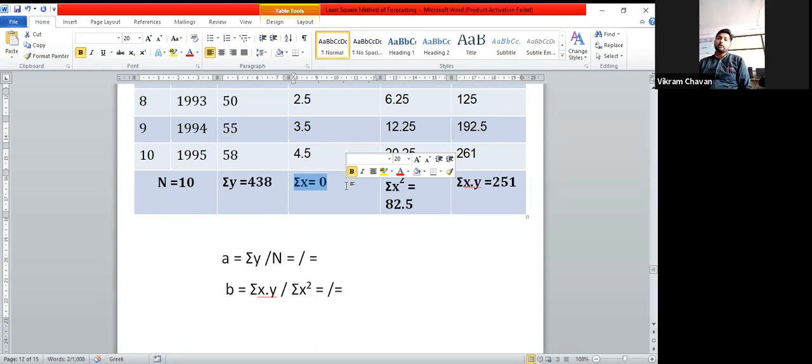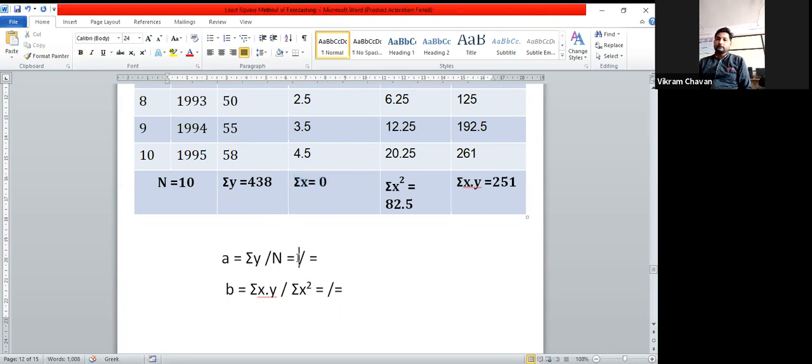And the second normal equation is summation of x multiplied by y is equal to a multiplied by summation of x plus b multiplied by summation of x square. In these two normal equations, when we put summation of x equal to 0, we get a equal to summation of y divided by n and b equal to summation of x multiplied by y divided by summation of x square. Just put in the values we get after formulating this table.